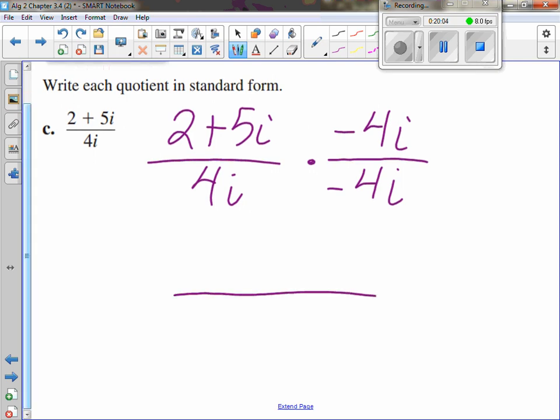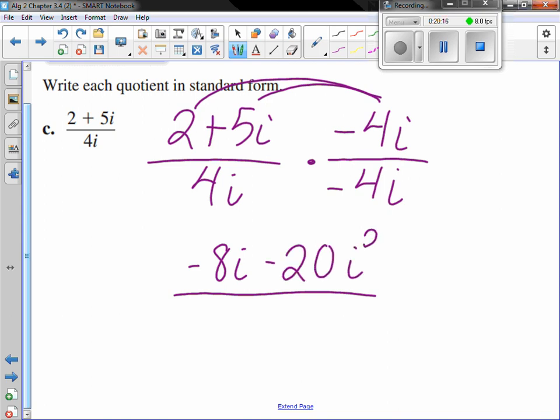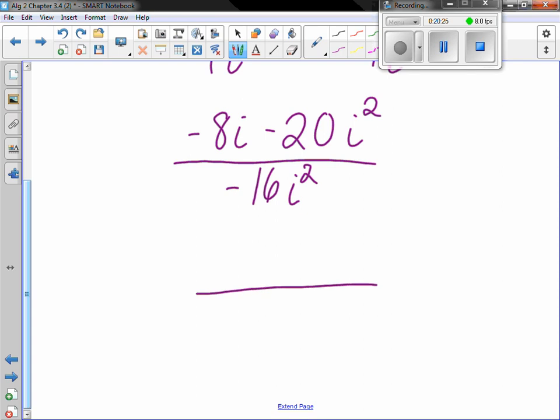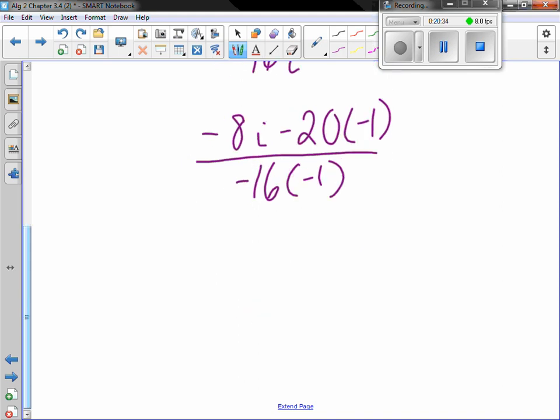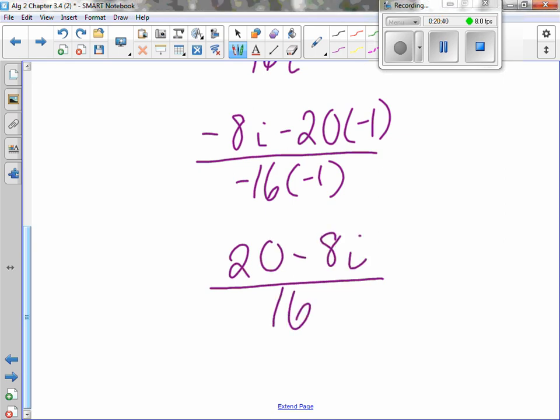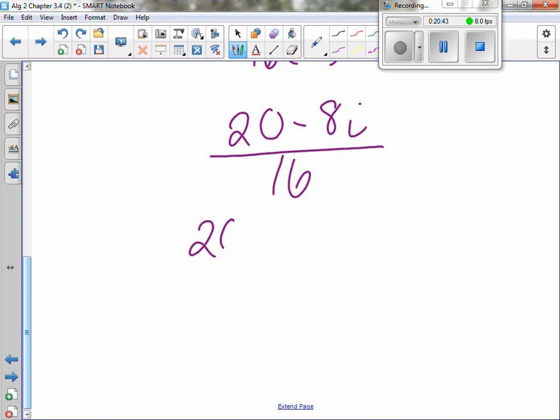So this one here is a little bit nicer, because we can multiply negative 4i times 2 is negative 8i. Negative 4i times negative 5i is going to be negative 20i squared. Negative 4 times positive 4 is going to be negative 16i squared. Right? Which would give us 20 minus 8i over 16. Now we can split it up like the calculator did and do 20 over 16 minus 8 over 16i.